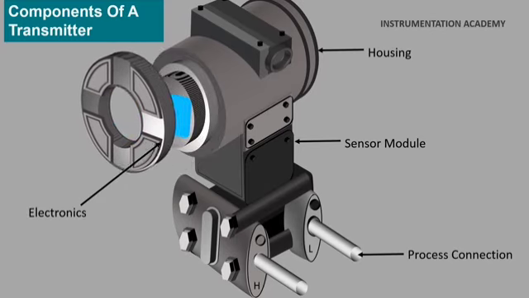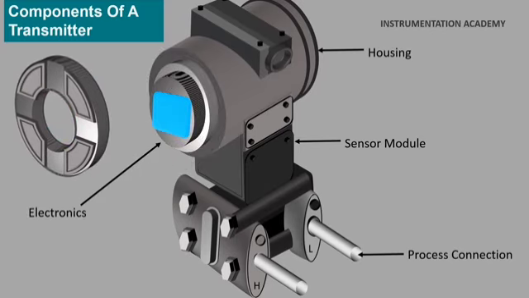Electronics. The transmitter electronics take the output of the sensor and turn it into a standard electronic signal. The most common transmitter output signal is 4 to 20 milliamperes. This signal is used by the transmitter to communicate with the control system.